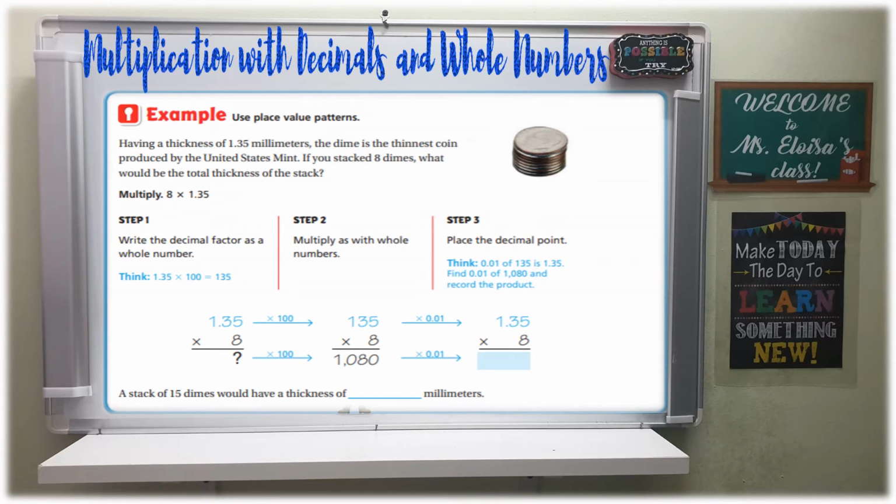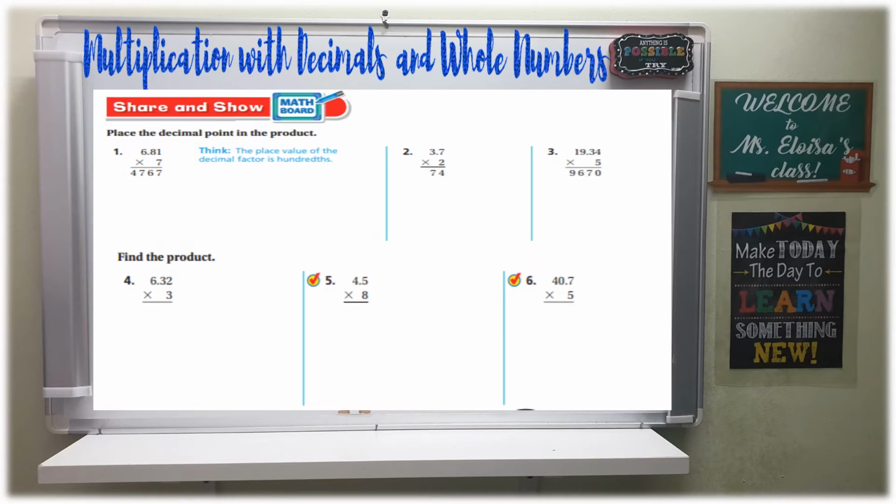And then, step 3, place the decimal point. Since we have 2 decimal places in 1.35, then we will use the same in our product. So, 1.35 times 8 gives us 10.80, or 10.8. That means a stack of 8 dimes would have a thickness of 10.8 millimeters. So again, when we multiply decimals, we multiply them just like how we multiply whole numbers. And then at the end, in the product, we count the number of decimal places that we have in our factors. Then we do the same with our product.